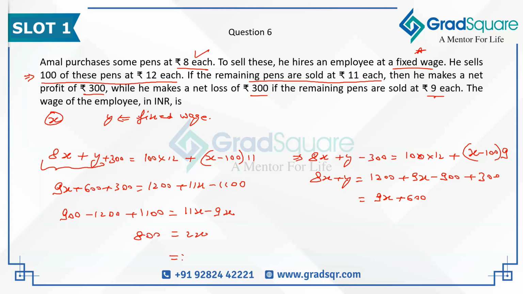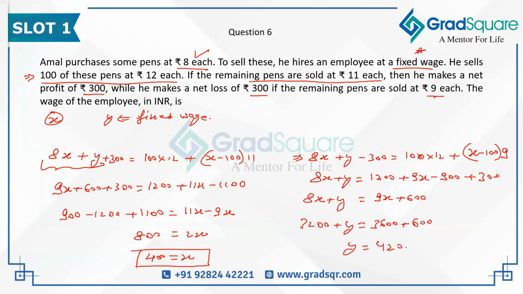So x will turn out to be equal to what? 400. If x turns out to be equal to 400, we need the value of y. Put it into any of the equations and you will get the value of y. So over here we got 8x plus y equals 9x plus 600. Put the value of x as 400. So this will become 3200 plus y equals 3600 plus 600. That's going to be equal to 4200 minus 3200. So the value of y will turn out to be equal to 1000. So the employee wage was 1000. That should be the answer for this question.